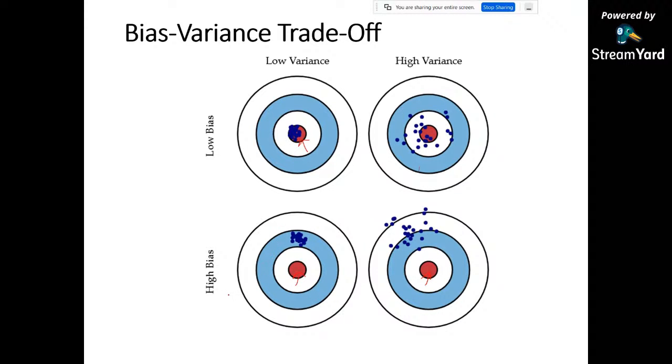The moment you increase the bias, your data points go away from the middle point, but they are still scattered in one place because they have less variance. If you have low bias and high variance, the data points will be scattered all around the circle. And if you have high bias and high variance, they go away from the middle point and are scattered too. So low bias and low variance is preferable. This one is preferable.